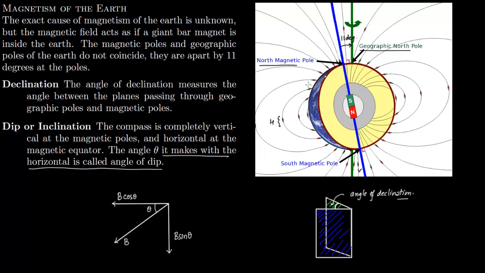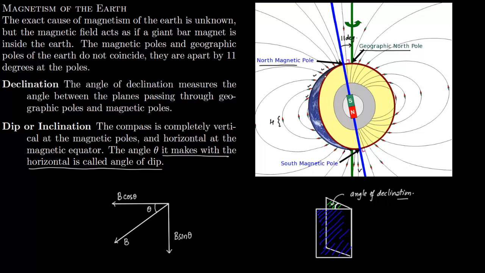So you notice all these angles of dip right here. The compass is dipping, dipping, dipping, and here theta is exactly 90 degrees at the magnetic pole, and here theta is 0 at the equator corresponding to the magnetic pole.